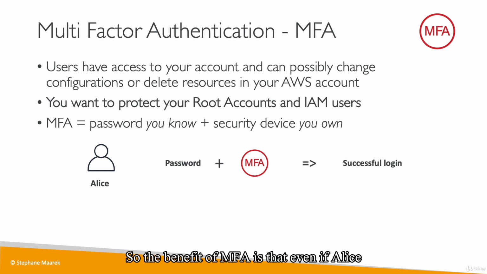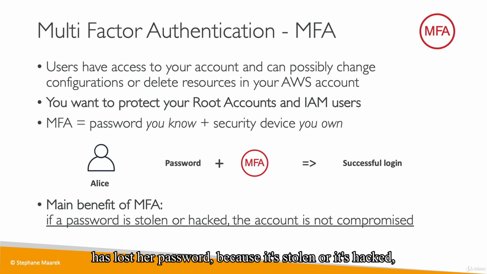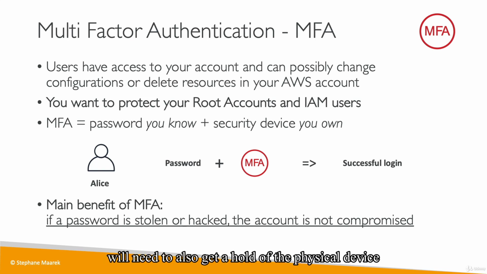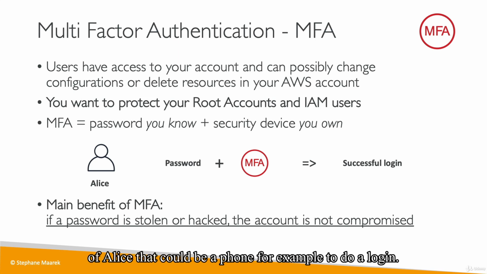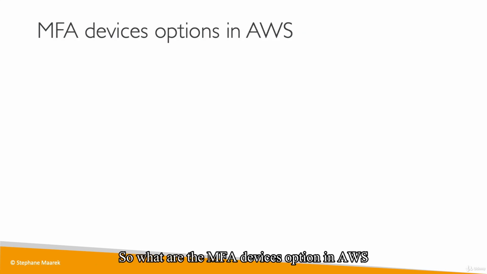By using these things together while logging in, she's going to be able to do a successful login with MFA. So the benefit of MFA is that even if Alice has lost her password because it's stolen or hacked, the account will not be compromised because the hacker will need to also get a hold of the physical device of Alice, that could be her phone, for example, to do a login. Obviously, that is much less likely. So what are the MFA device options in AWS? You need to know them going into the exam, but don't worry, they're quite simple.